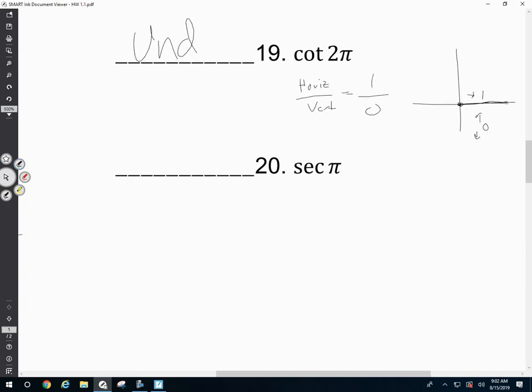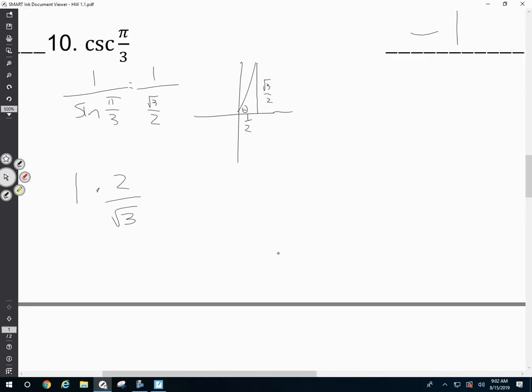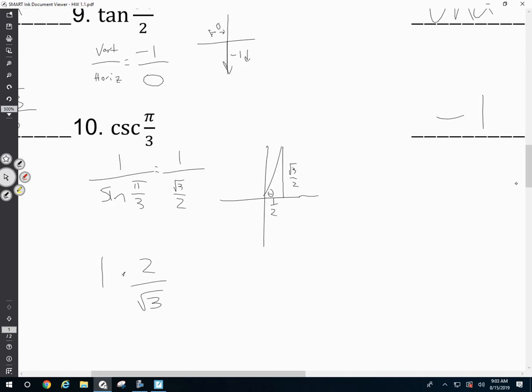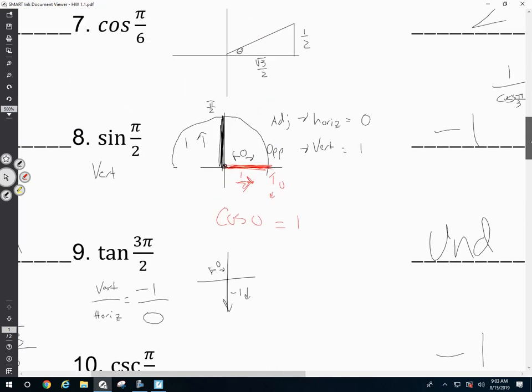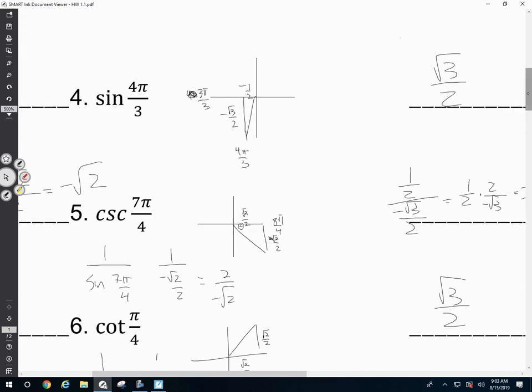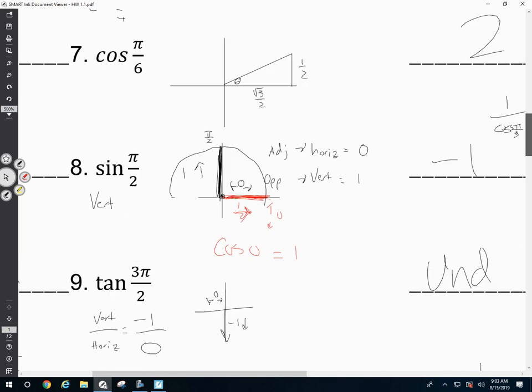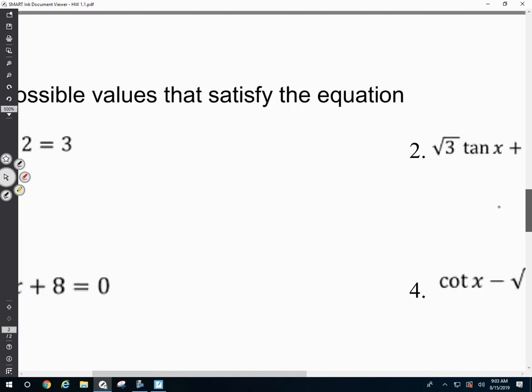Secant, reciprocal of cosine. Cosine of pi, we already did. It's -1. 1 over -1 is -1. Sweet. All right, so hopefully we breezed through that. If we are not strong at this, this needs to all be able to be done by memory without referencing any other charts or manipulatives we created. We need to be able to create these triangles and use our brain.